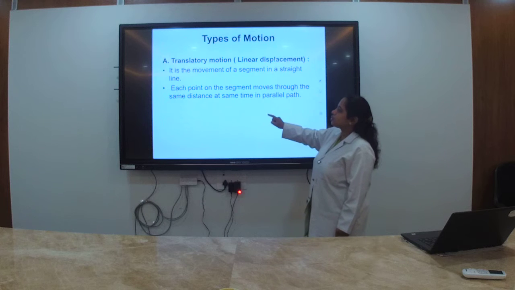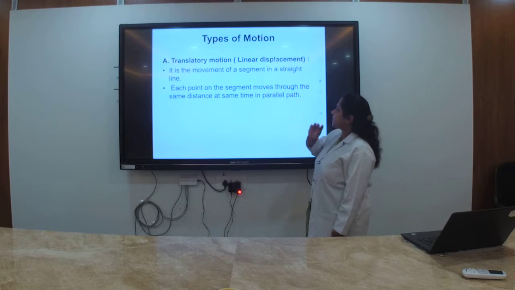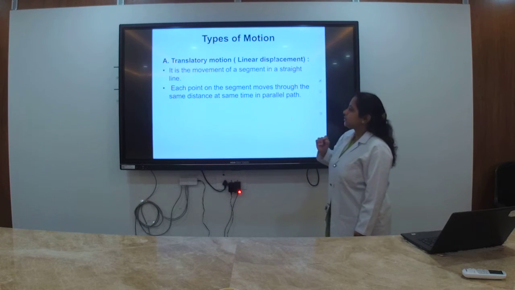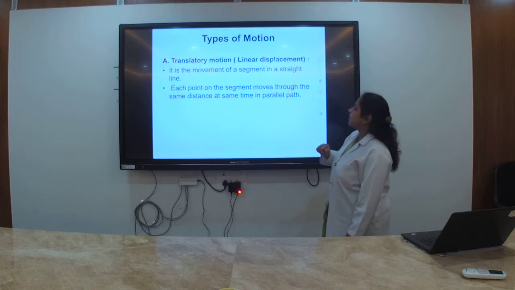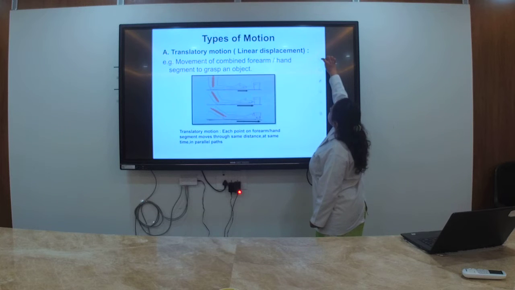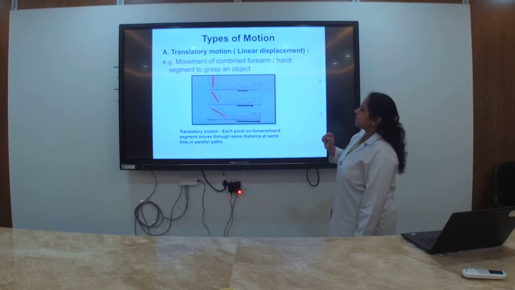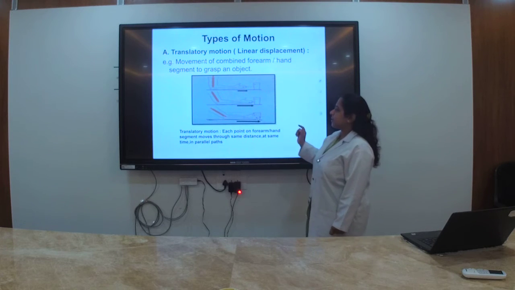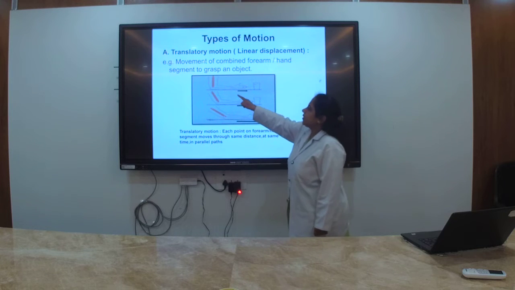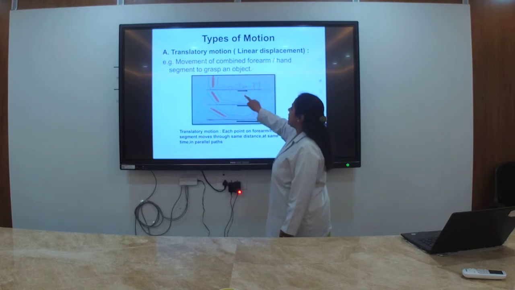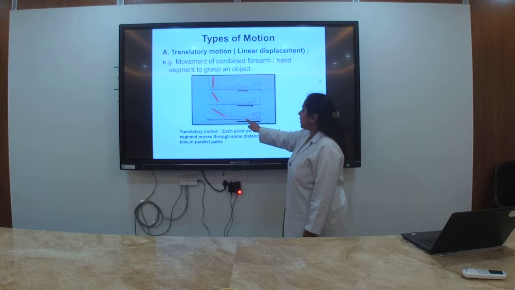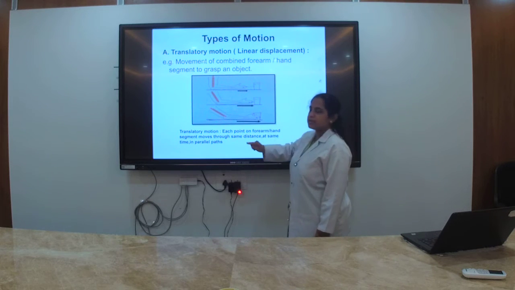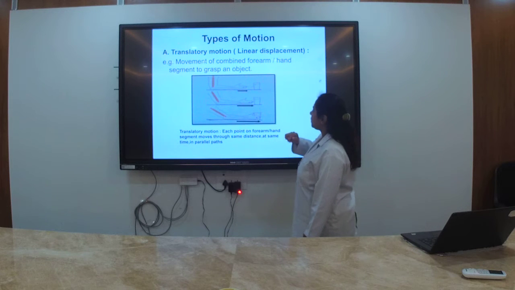In translatory motion, each point on the segment moves through the same distance at the same time in a parallel path. So this is an example of translatory motion. You can see this is the forearm hand segment approaching towards the glass. So each segment is moving through the same distance to reach the object.